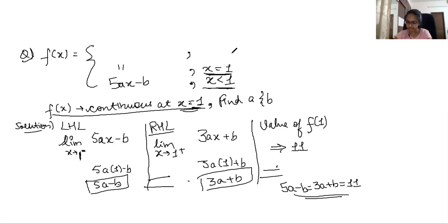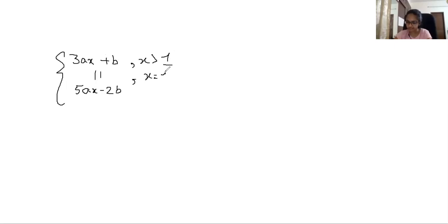I'm writing the question again if somebody has some problem. I'm so sorry. The question is this: 3ax plus b when x is greater than 1, 11 when x is equal to 1, and 5ax minus 2b when x is less than 1. Okay, so now we'll solve it. I think that's why the answers you gave were wrong.